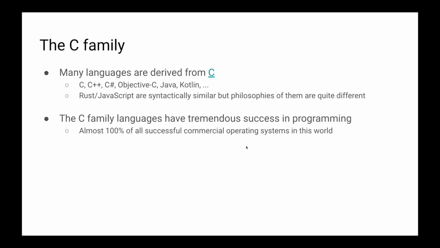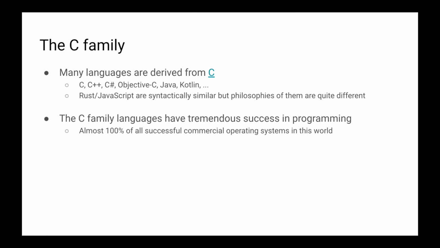Now let's briefly talk about the C family. Many languages are derived from C, like C, C++, C#, Objective-C, Java, Kotlin, etc. Rust and JavaScript are syntactically similar. However, their philosophies are quite different from the C-based languages. Well, we can talk more about philosophy when you are more familiar with programming. It's unlikely for one to understand advanced calculus without learning algebra first, and the same analogy stands true for discussing programming philosophy without actually mastering one programming language first.